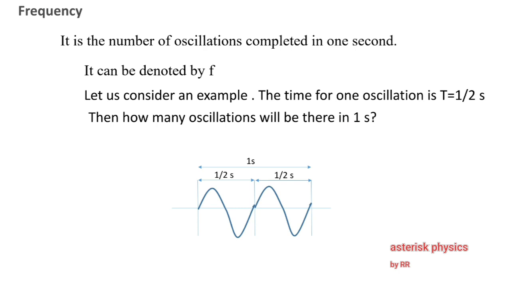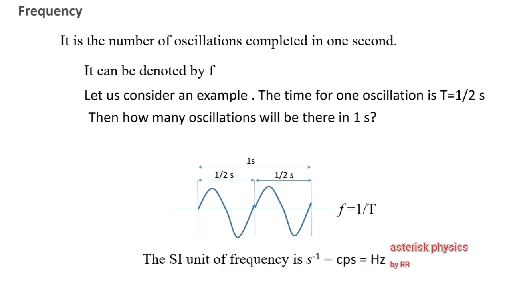Now you have got a relationship between F and T. The relation is F equal to 1 by T. So by knowing the time period, we can easily calculate the frequency. Frequency is actually the reciprocal of the time period. The SI unit of frequency is second raised to minus 1, or hertz. Frequency is also measured in terms of cycles per second, revolutions per second, rotations per second, etc.